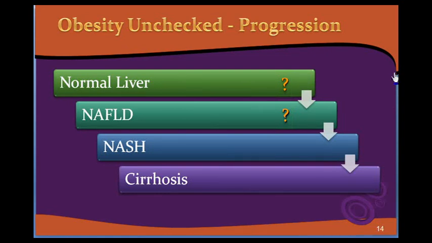Look at this progression. If we do not take care of obesity in the early stages, if it goes unchecked, there will be a progression of liver damage. The normal liver will be converted into a seat of fat deposit, and that is what is called non-alcoholic fatty liver disease. What are the factors which govern or control a normal liver becoming a fatty liver?